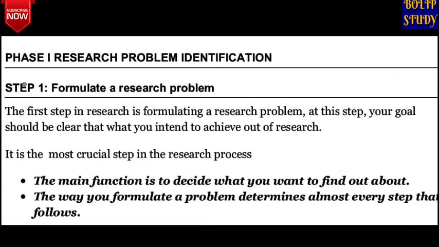The first step in research is formulating a research problem. At this step, your goal should be clear about what you intend to achieve out of research. It is the most crucial step in the research process. The main function is to decide what you want to find out about. The way you formulate a problem determines almost every step that follows.